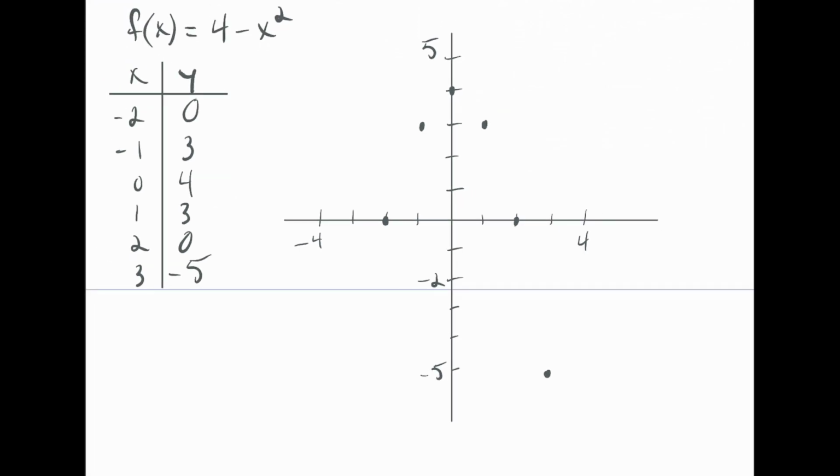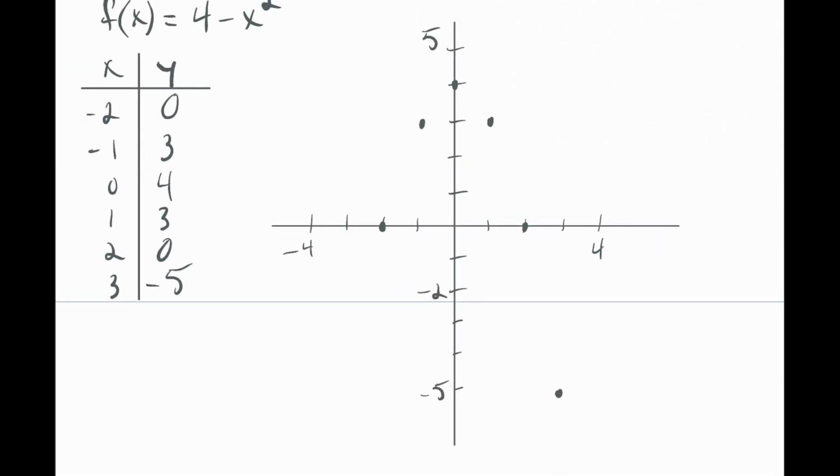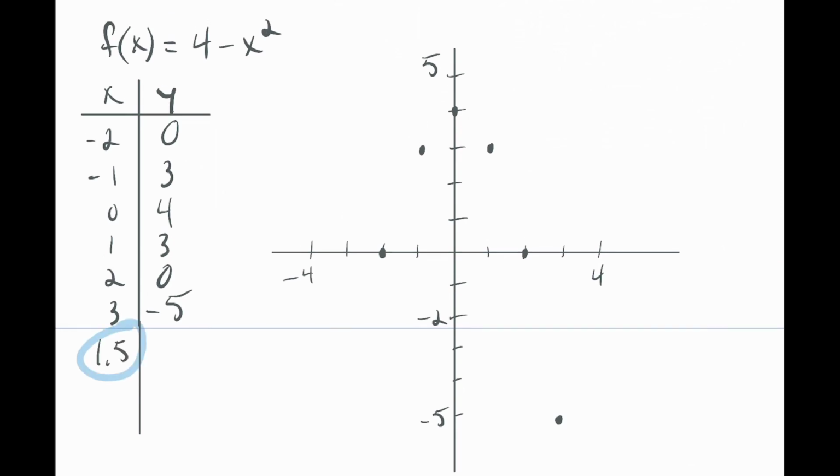Okay, well, this still kind of looks like a triangle, so that didn't help that much. So someone might suggest, why don't we try something in the same general region? How about like 1.5? If I put 1.5 into my function, 1.5 squared, you might know, is 2.25. So if I subtract it, 4 minus 2.25 is 1.75.